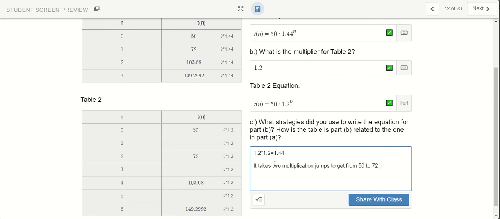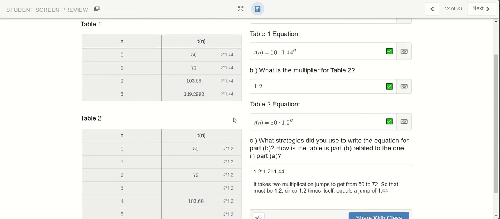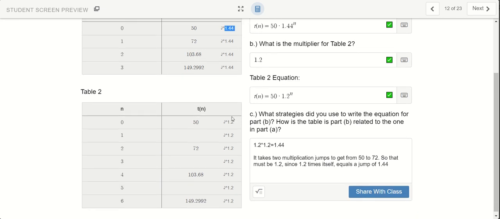Right? And now we know that 1.2 times itself is 1.44. Right? So that must be 1.2, since 1.2 times itself equals a jump of 1.44. So since it takes 2 of these jumps, 1.2 times 1.2 is 1.44. So it takes 2 of these jumps to get to the same spot.